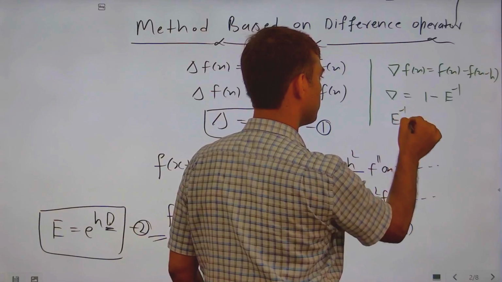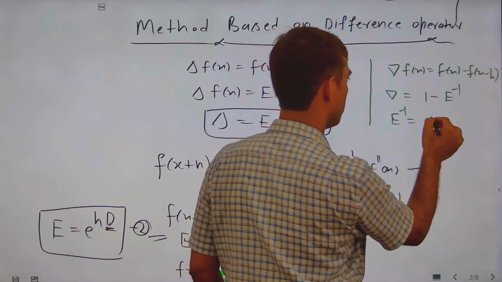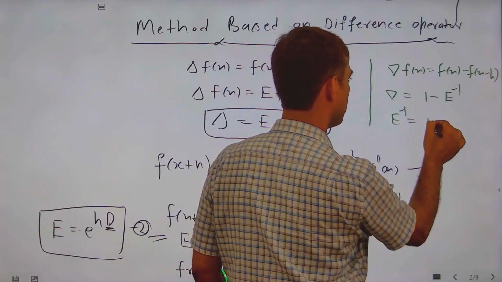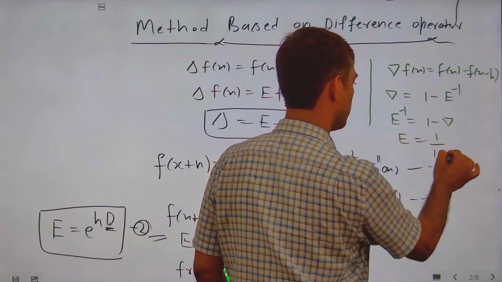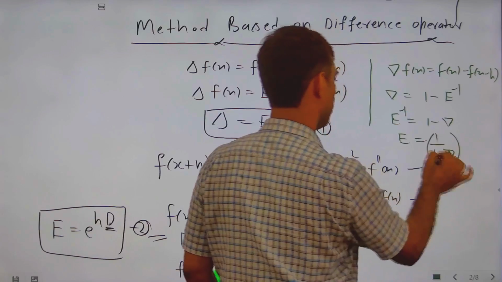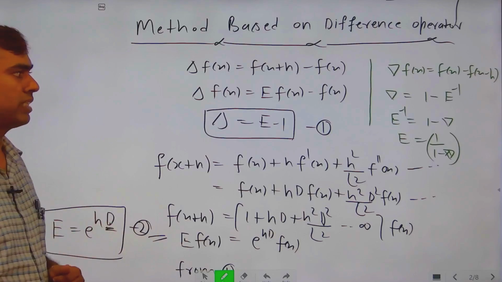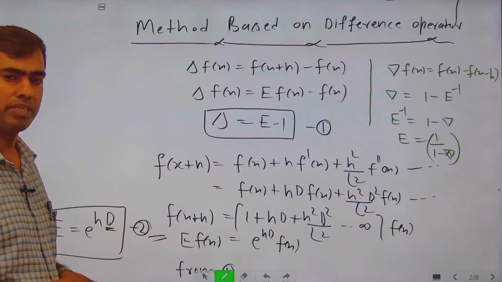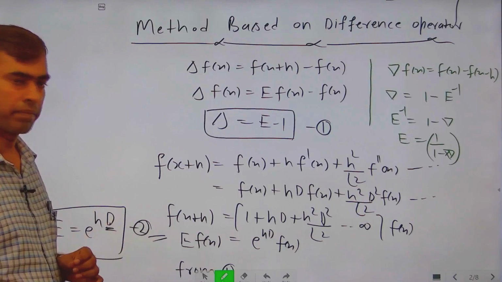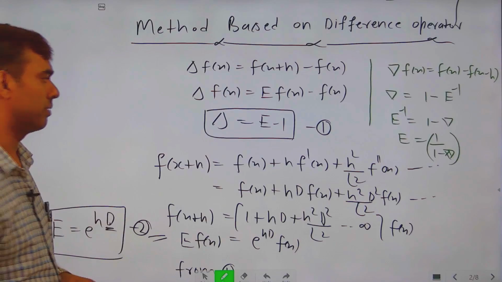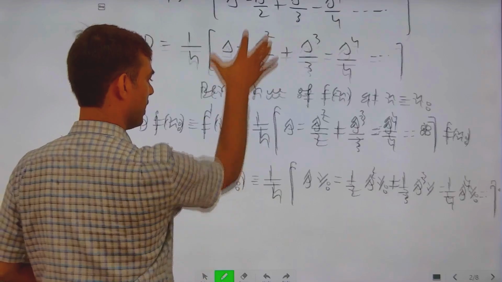E inverse becomes 1 upon E, equal to 1 minus delta, and E equals 1 upon 1 minus the backward difference operator. So if we use this relation with the help of E equal e to the power hD, then we are able to find out a formula of the derivative at x equal xn using the backward difference operator. So now we are going to write the formula directly.